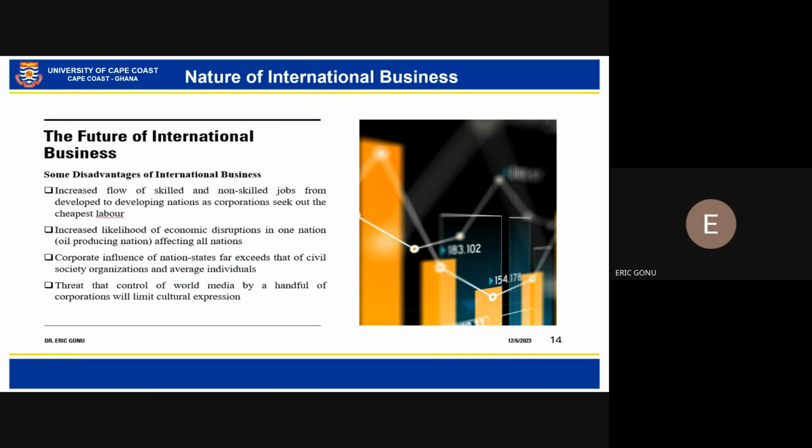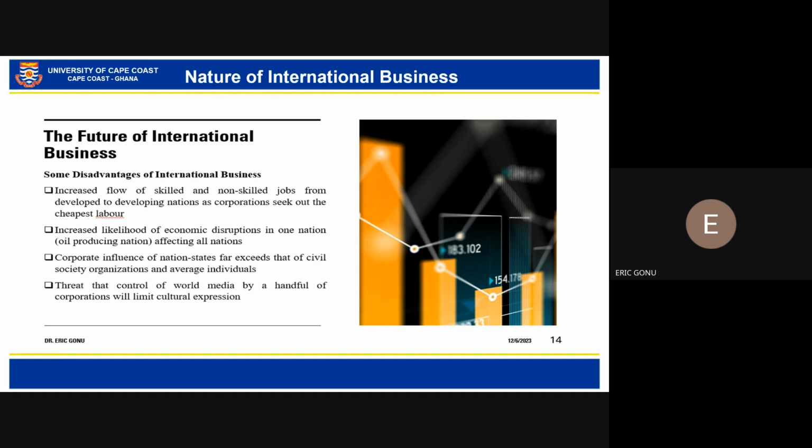Now, what are some of the disadvantages of international business? One, there's an increased flow of skilled and unskilled jobs from developed to developing nations as corporations seek out the cheapest labor. So if you're not careful, it's likely to crash your labor market. So there's increased flow of skilled and non-skilled jobs. That's why we are always complaining the Chinese have taken over. It's because of international trade, international business. We can't ask them to go.